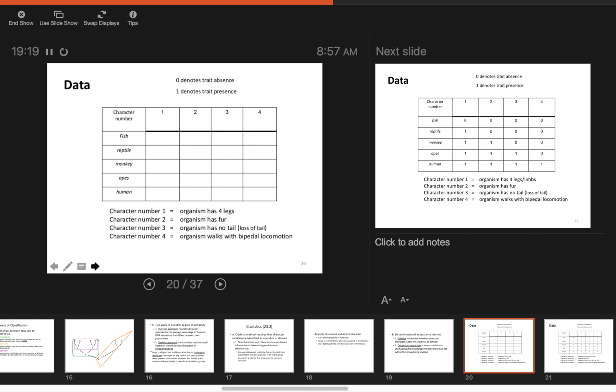All right. Human. 1. Has fur. Do we have hair? Oh yeah. No tail. So we lost our tail. Walks with bipedal locomotion. Okay. Now I set this up so you can kind of see. I mean, it's really nice. On your assignment today, you'll be given these made up traits of extinct dinosaurs, and it may not look this nice, but you can see this is a nice stepwise table here.